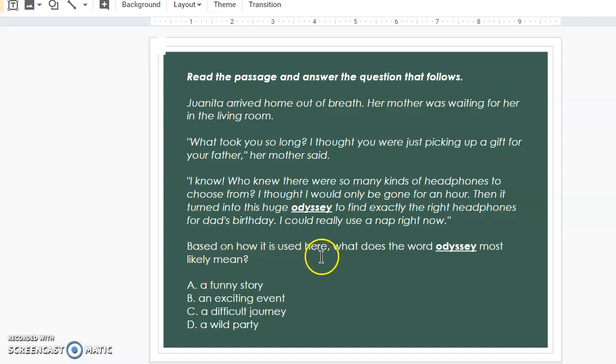Based on how it's used here, what does the word odyssey most likely mean? A, a funny story; B, an exciting event; C, a difficult journey; or D, a wild party. So make sure we're using our strategies of how to find the word meanings, which are our context clues, things around the word. The author kind of tells us. But not only that, don't forget about plugging these answers right here to see if it fits, okay? Do not forget to use your reading strategies.